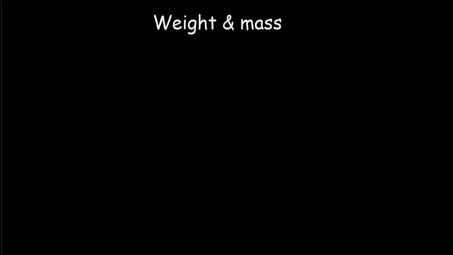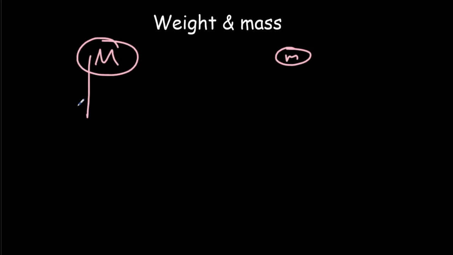So why is it that all objects, regardless of mass, in the absence of air resistance, have the same acceleration? Well, here we've got a big mass, capital M. Here we've got a little mass, little m. And the obvious thing we can say here is that the big mass is going to have a bigger gravitational force on it, and the little mass is going to have a smaller gravitational force. But that's not the end of the story.